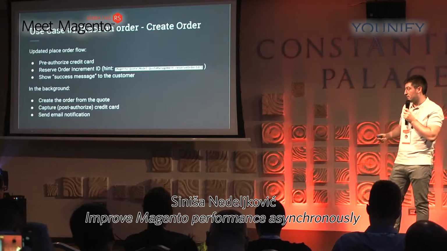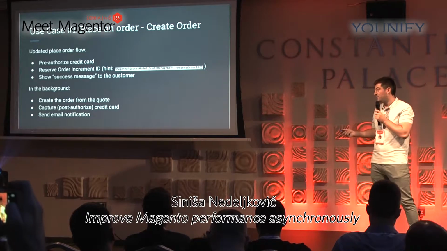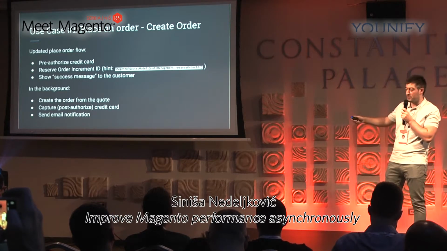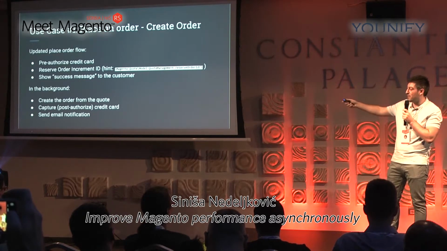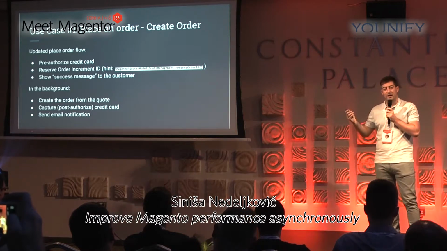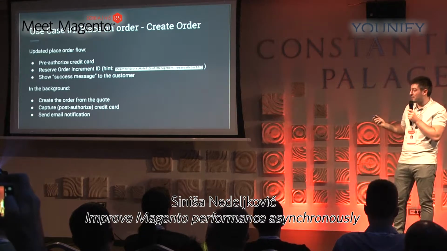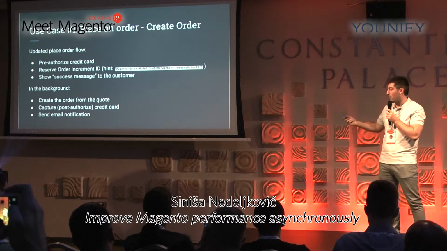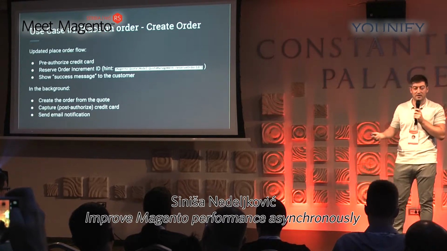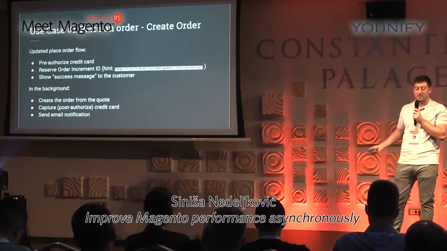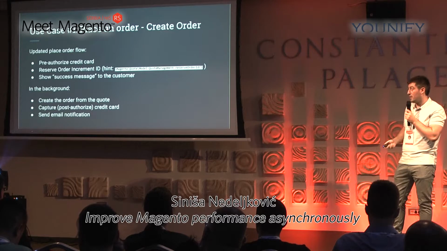In the background, what happens? Yeah, I just forgot to mention: in the previous step, we have to push that information into one of the message queues, and that will be processed in the background. So we are taking that quote ID, we are making the order, we are capturing that credit card, doing post-authorize, and finally we can send the email notification.